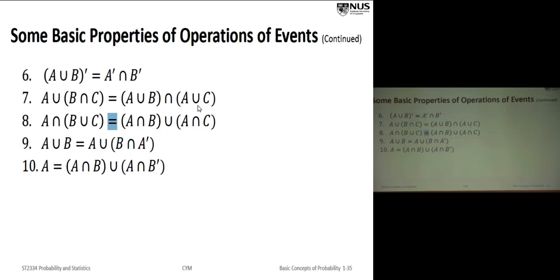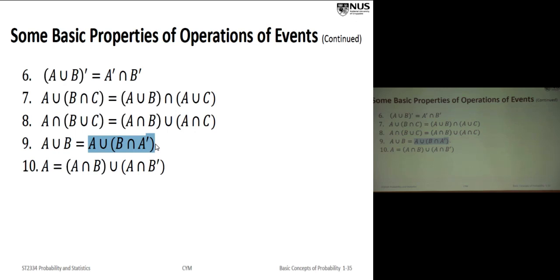Okay, so that's 8, and so we have two kind of tricks. They're nice tricks which we're going to use at some stage, I hope. Number 9 basically says if I take A or B, that's the same as taking A or B and A complement.